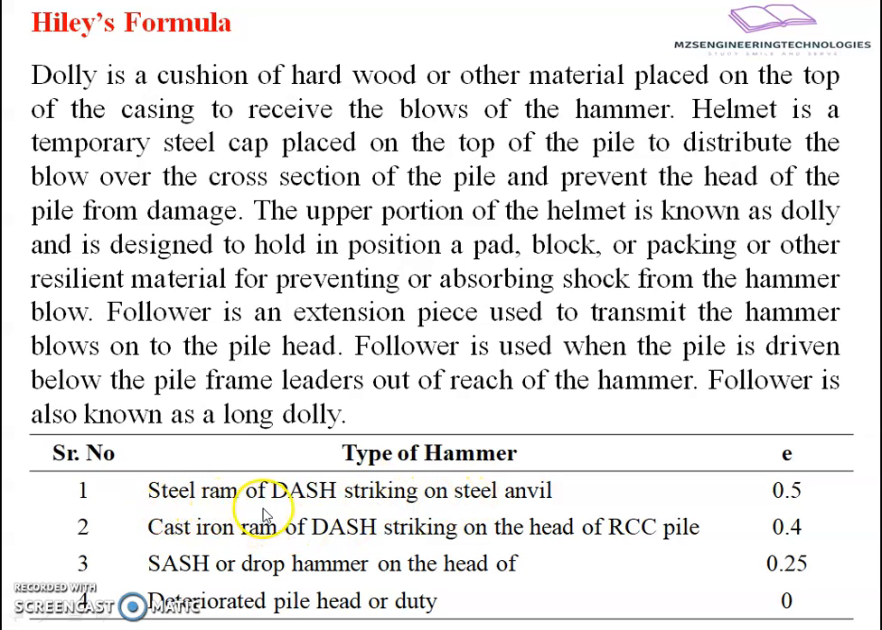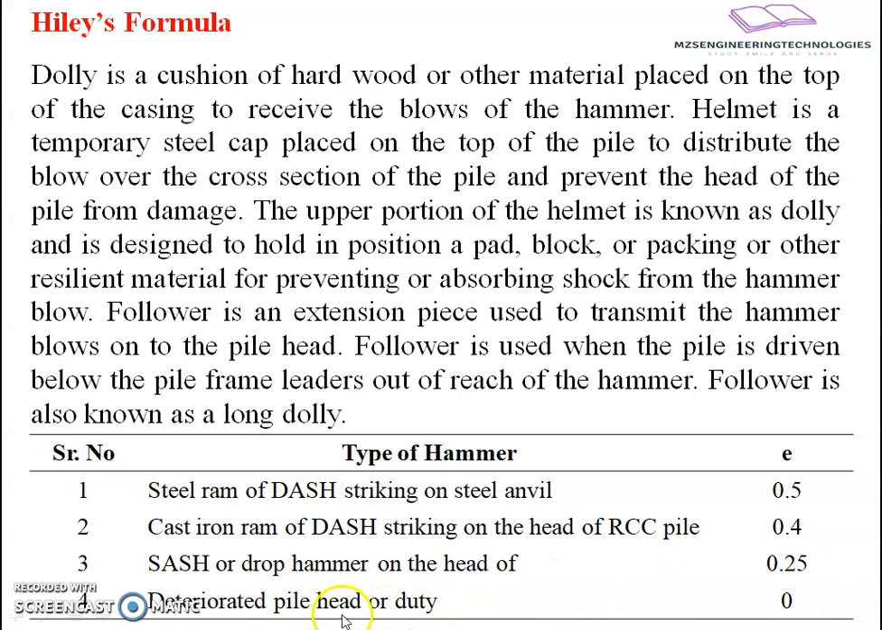The steel ram of a drop hammer striking on a steel anvil, then it is said to be 0.5. When we are going to use a cast iron ram or drop hammer striking on the head of an RCC pile, we are going to consider this e value as 0.4. When we have the single acting steam hammer or a drop hammer on the head of the pipe, then it is 0.25.